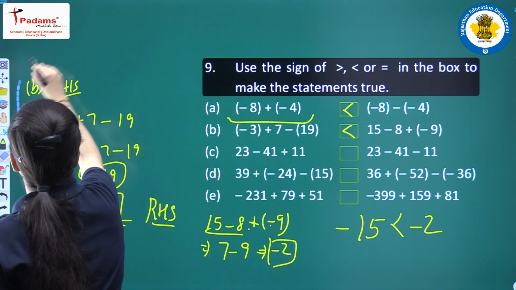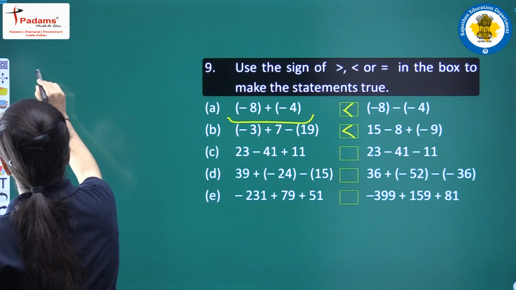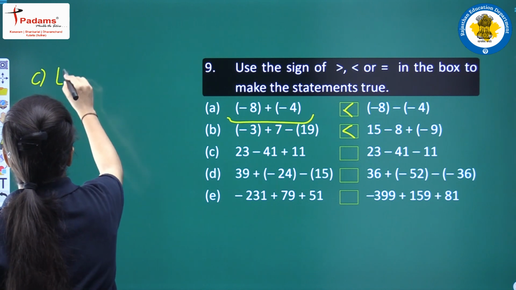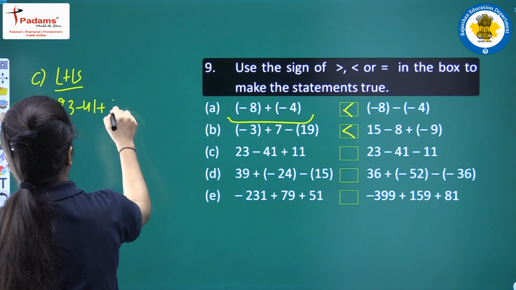Okay students. So now we will discuss part C, left hand side: 23 minus 41 plus 11.